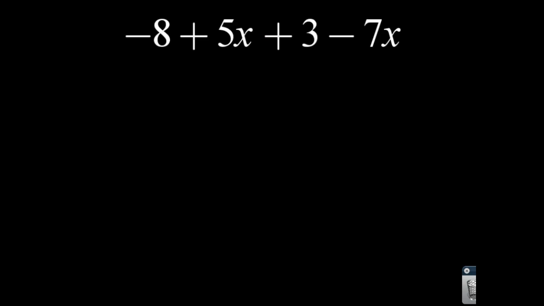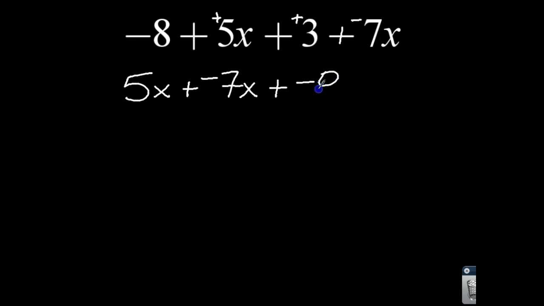Okay. Let's go ahead. Let's try one more here. Let's again identify and put everything, make it a giant addition problem first. Okay. -8. Good. Positive 5. That's a positive 5x and a positive 3. Okay, and I'm going to make this plus a -7x. And then I'm going to go ahead and rewrite this. So I've got 5x plus -7x plus -8 plus 3.